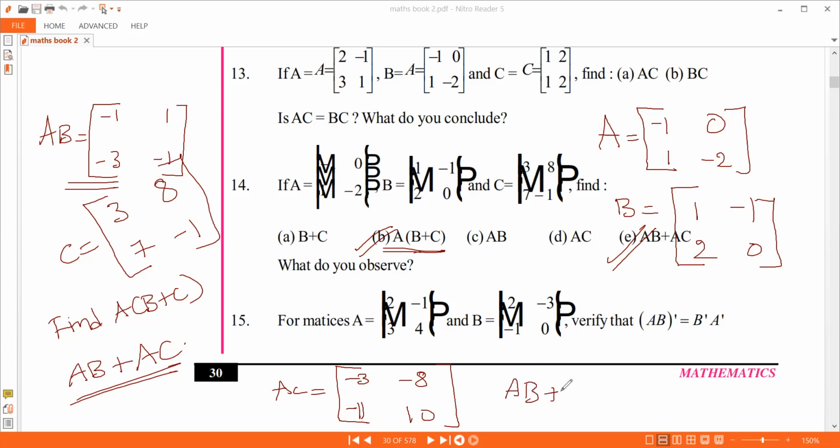Add up these two. So AB plus AC will be minus 4, minus 4, 1, minus 7, minus 4, and minus 7, minus 3, minus 11, minus 14, and 14, 9. So this is AB plus AC. And now this answer and this answer should be the same, right? Got it? Yeah, that's how we have to verify.